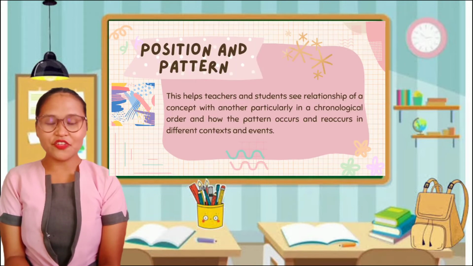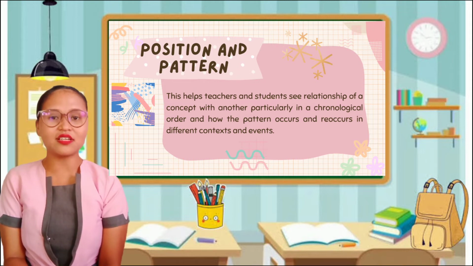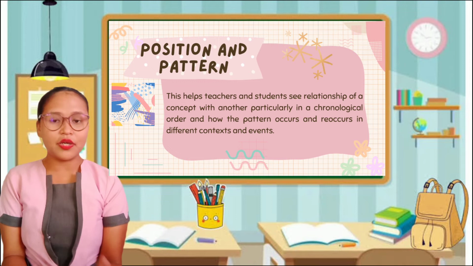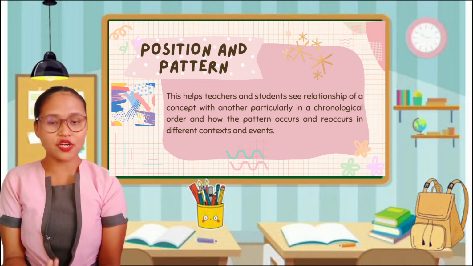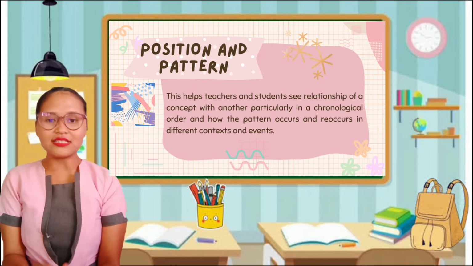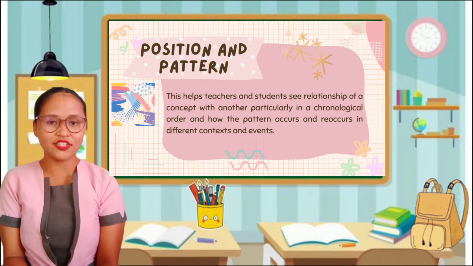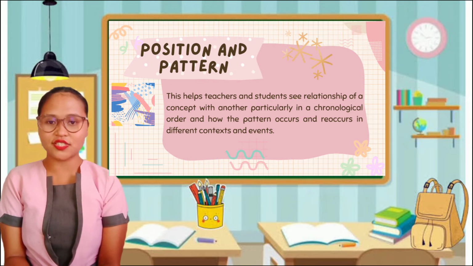Next is the position and pattern. This type of graphic organizer helps teachers and students see the relationship of a concept with another, particularly in chronological order and how the pattern occurs and reoccurs in different contexts and events. Learners can visualize cause and effect by placing words or pictures in a sequence presented as a chain or timeline.